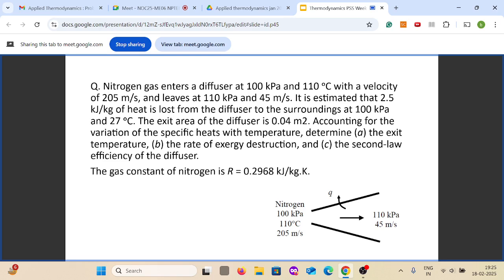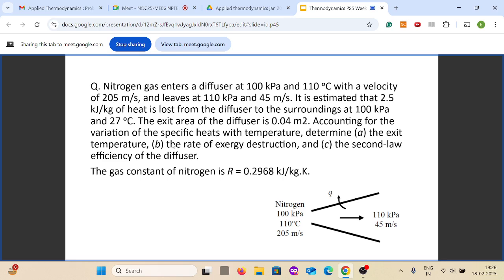So my inlet is at 100 kilopascal and 110 degrees Celsius and 205 meter per second. This is a diffuser, so my velocity will come down and my pressure will increase, because we are converting kinetic energy into pressure energy. It is coming out at 110 kilopascal and 45 meter per second. During this process there is heat rejection to the ambient, q equal to 2.5 kilojoule per kg, and the ambient is at 100 kilopascal and 27 degrees Celsius. The exit area of the diffuser is given as 0.04 meter square.